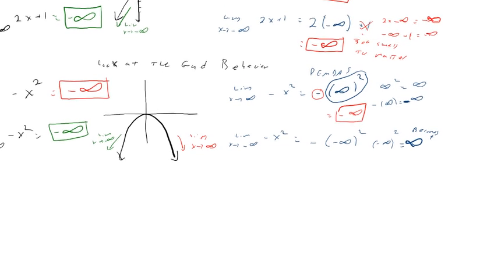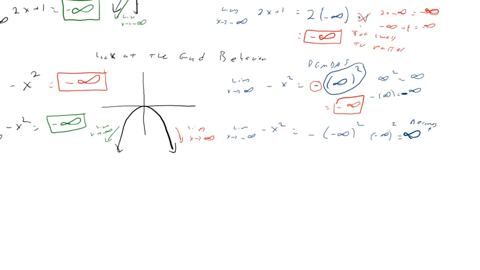Negative times a negative infinity times a negative infinity multiplies and becomes a positive. Negative times a negative is a positive. So when you squared it, it became positive.